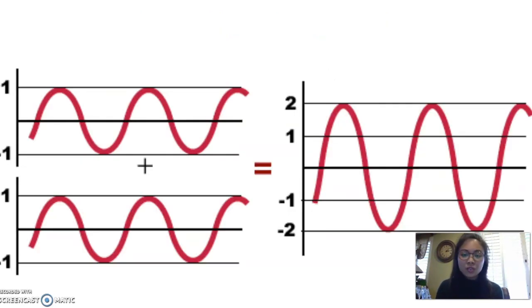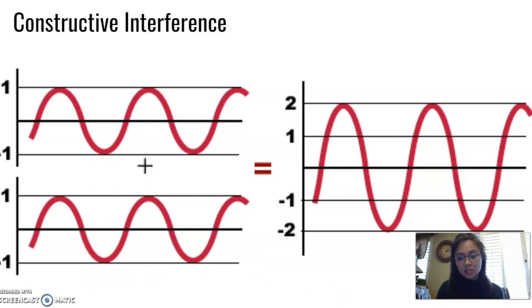First, what kind of interference do we have here? Well, since the displacements are in the same directions at any given time, as you can see over here, this crest is matching with the crest below, and this trough is matching with this trough below, we have an example of constructive interference. Let's go ahead and practice the law of superposition.